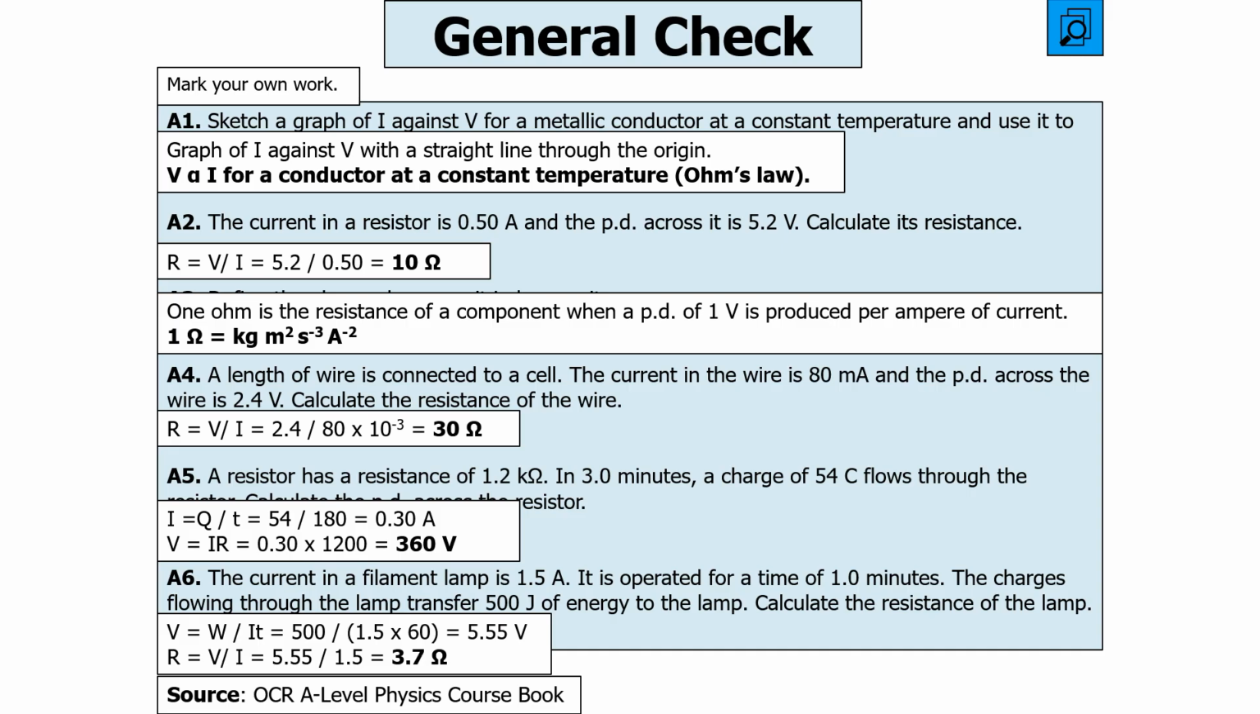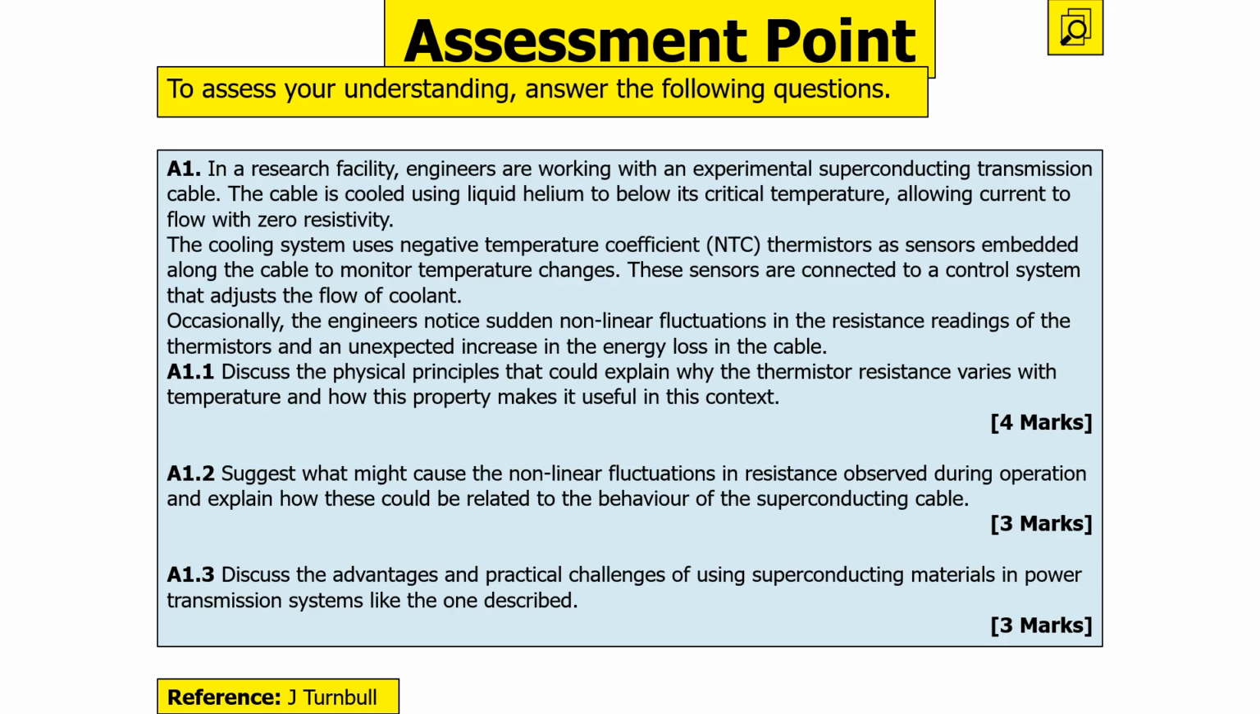Now our next question is an examination style question. So in a research facility, engineers are working with an experimental superconducting transmission cable. The cable is cooled using liquid helium to below its critical temperature, allowing current to flow with zero resistivity. The cooling system uses negative temperature coefficient thermistors as sensors embedded along the cable to monitor temperature changes. These sensors are connected to a control system that adjusts the flow of the coolant. Occasionally, the engineers notice sudden non-linear fluctuations in the resistance readings of the thermistors and an unexpected increase in the energy loss in the cable.